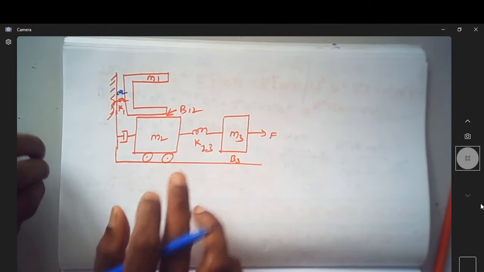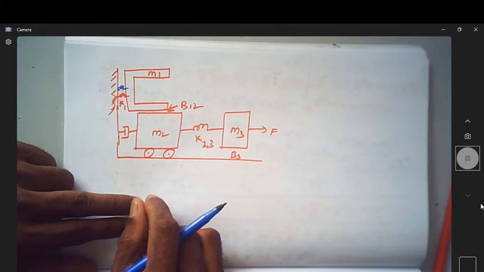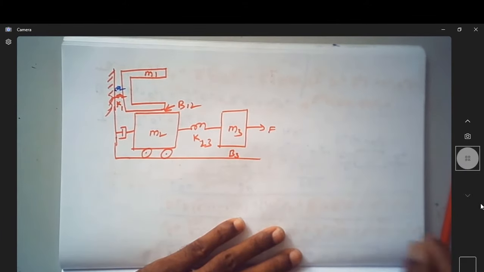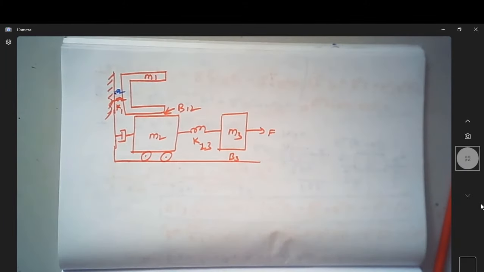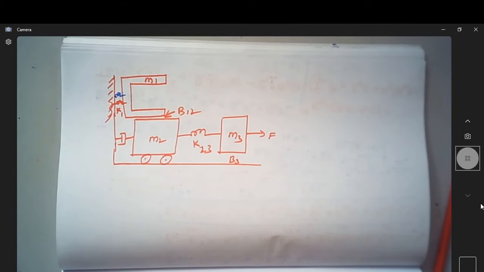So you can try out what the transfer function is for this. Maybe in the next video I will share the answers. Of course it's a very simple thing you can think of. Fine, we will see in the next video.